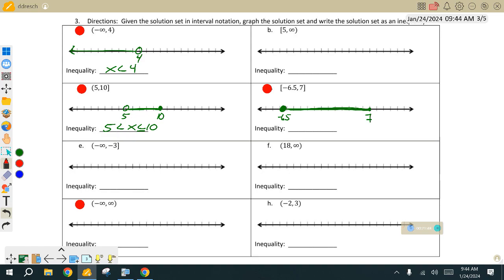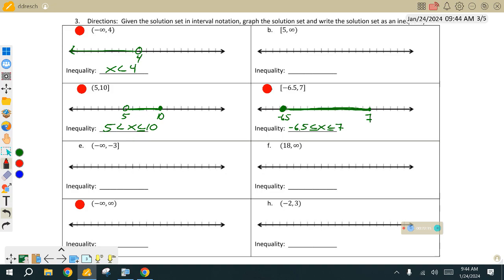And then again, this is a compound inequality. And every compound inequality that we're going to work with usually is going to appear like this. When they are shaded in between like that, your inequality symbols are going to be read the same each time. Negative 6.5 is less than x, and it's also less than or equal to 7.